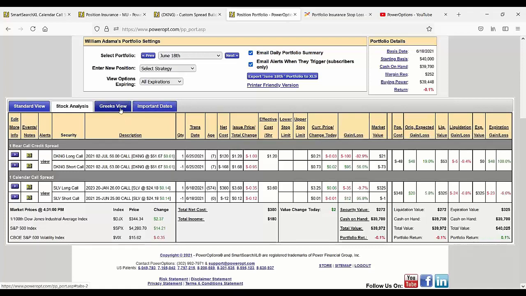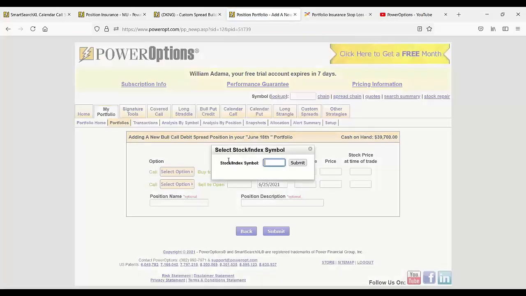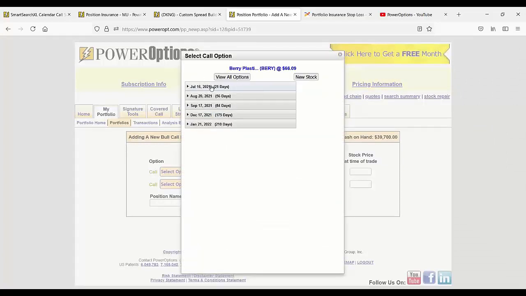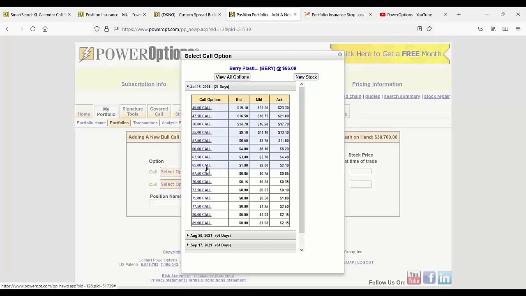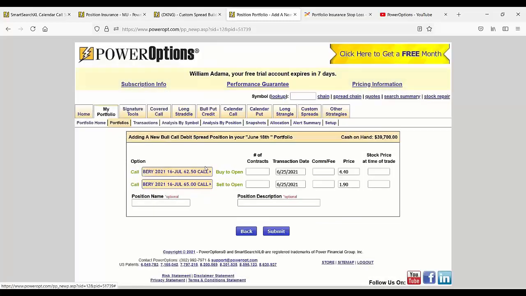So what do I mean by that? I'm going to enter a bull call debit spread. Okay, we're going to use BERY. It's just one of the stocks I'm in that had a move upwards today. It's going to put this in July there, James. But I'm going to buy the 62.50 call and sell the 65 call. But I'm not going to use those prices.